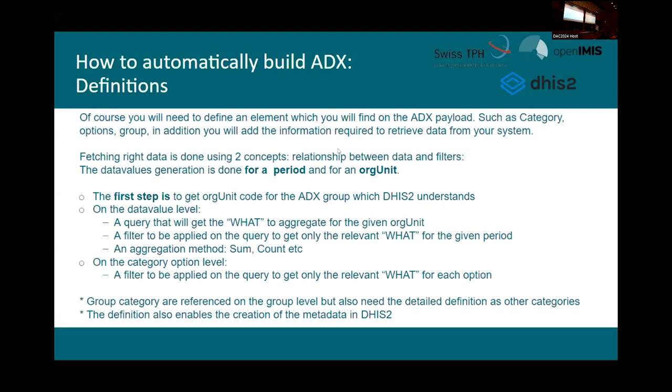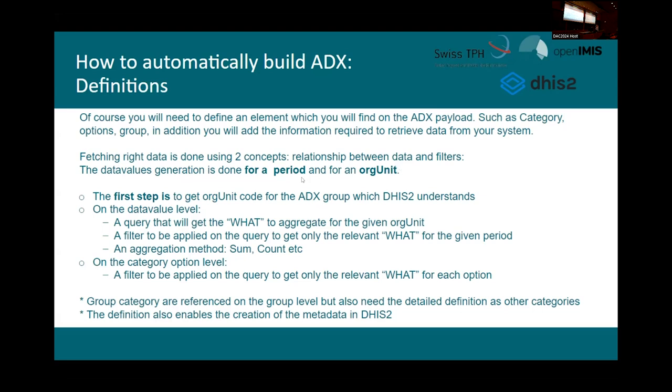So we are going to show you how we are going to build the ADX. It's a really straightforward thing: we need to create the ADX payload, such as the category, option, and groups, and additionally add the information required to retrieve data from your system. So we have created certain functions and methods in Django which gather all this information for you, and then create exactly how it looks in that payload.